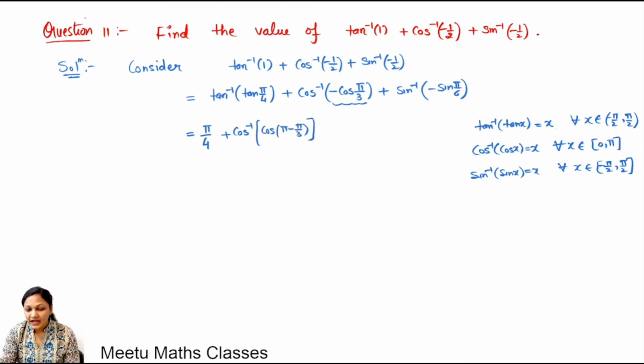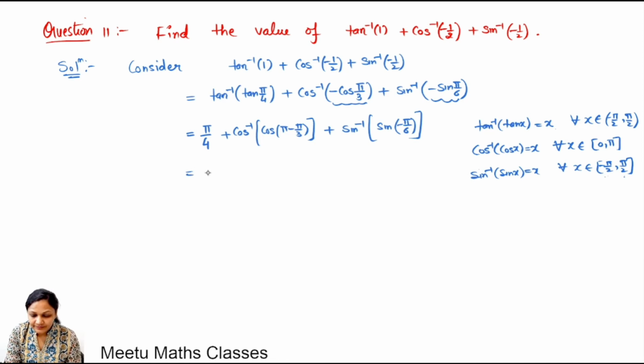Okay. And for the negative sign, we have to shift, because sine inverse of sin x is equal to x for all x belonging to minus pi by 2 to pi by 2. For the negative sign, we have to shift our angle to the fourth quadrant. तो फोर्थ क्वाड्रेंट में आपका माइनस पाई बाय 6 होगा.